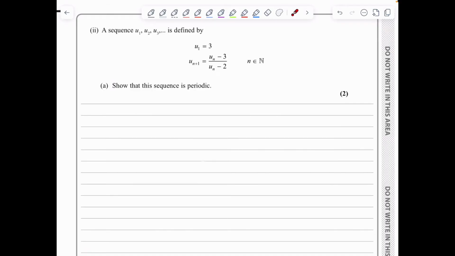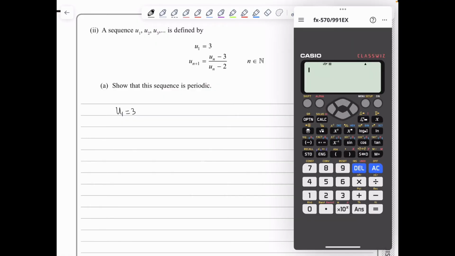In part ii, we've got another sequence starting at 3, defined recursively by u n plus 1 being u n minus 3 over u n minus 2, and we need to show that this sequence is periodic. Well, starting with u1 equal to 3, I'm going to use my calculator to generate the next term. So I press 3 and the equal sign, and then I'll be doing ans minus 3 over ans minus 2. So every time I press the equal sign, I generate the next term. So I press it for the first time, I get that u2 is equal to 0. Then again, I get u3 is equal to 3 over 2. And then again, u4 is equal to 3.